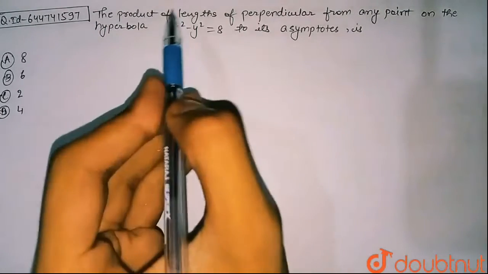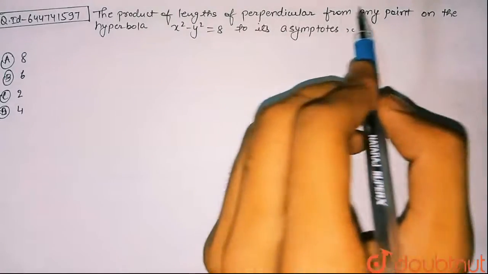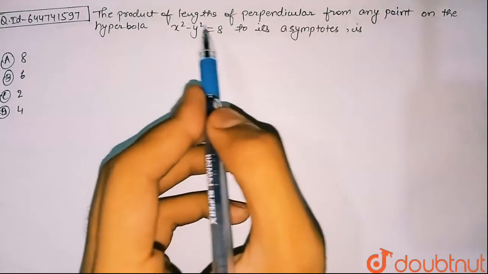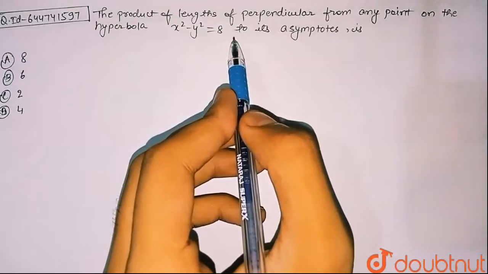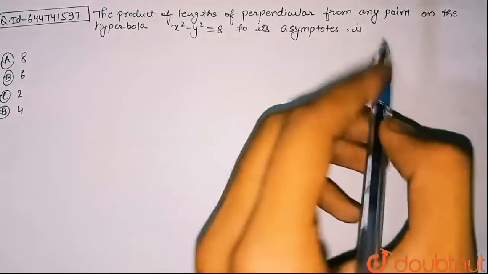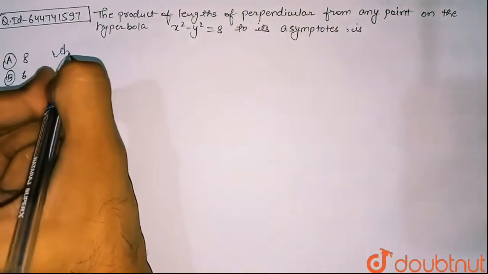Hello students, let's discuss the question. The product of length of perpendicular from any point on the hyperbola x square minus y square equal to 8 to its asymptotes is. So let's begin with solution of this question.